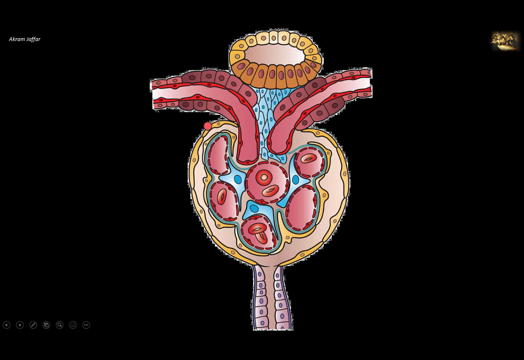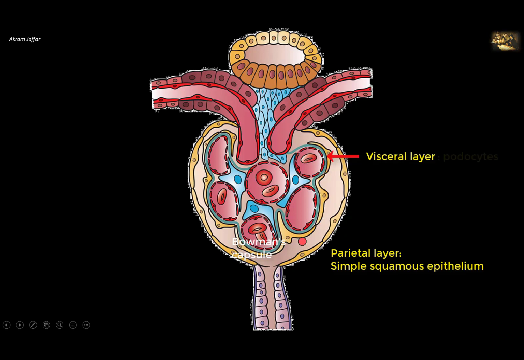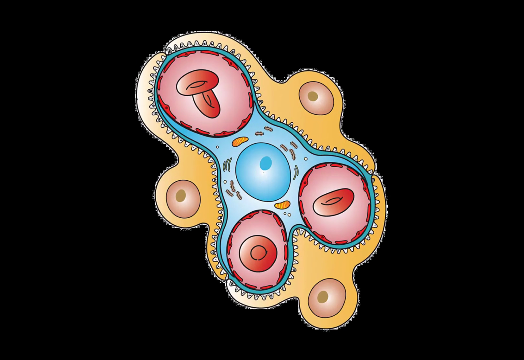The Bowman's capsule is lined by simple squamous epithelium as a parietal layer, but the visceral part here, which is close to the blood vessels, look at these capillaries which contain RBCs, is lined by cells which are called podocytes. Podocytes means that they have feet. This is a higher magnification.